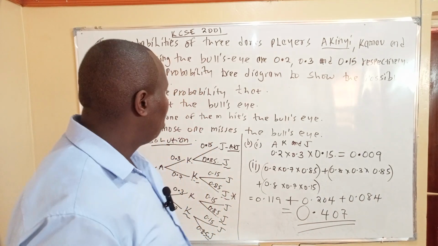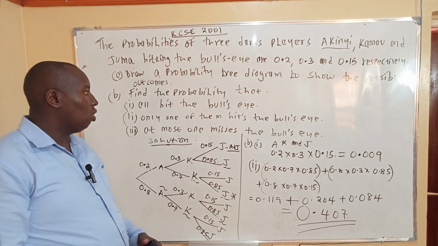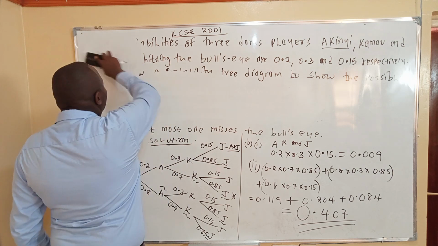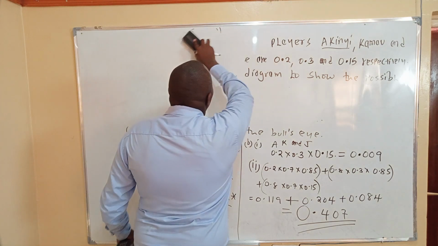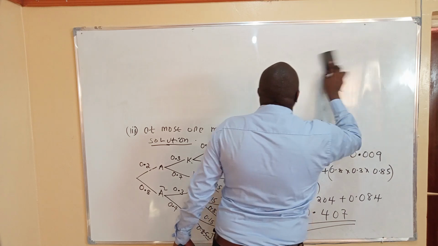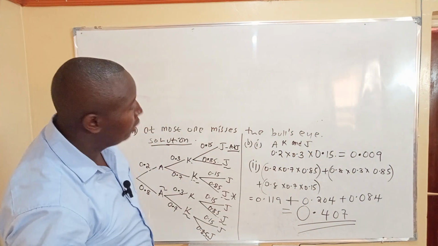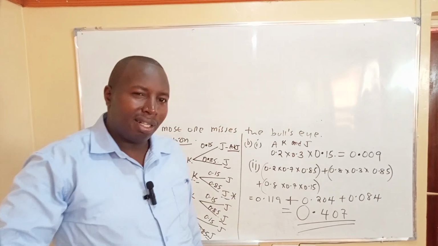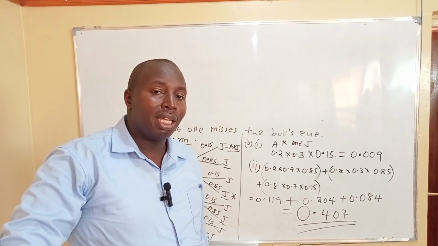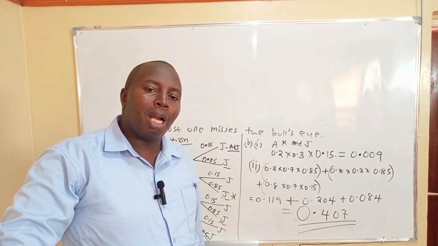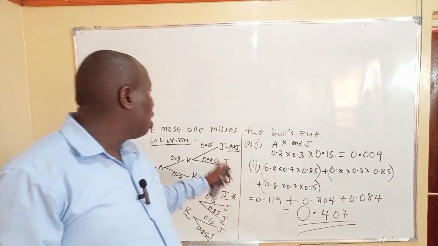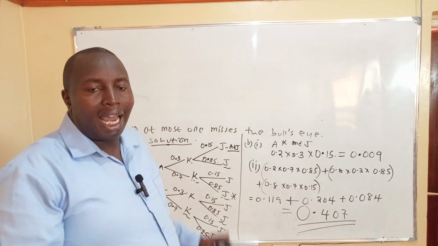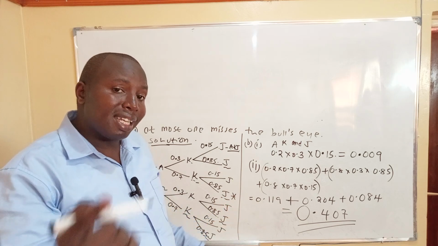The last question: at most one misses the bull's eye. So let's do the working up here. Let's understand this question. At most one misses the bull's eye. Meaning the maximum number of people who miss the bull's eye is one. Only one can miss, or none misses. That is the question.